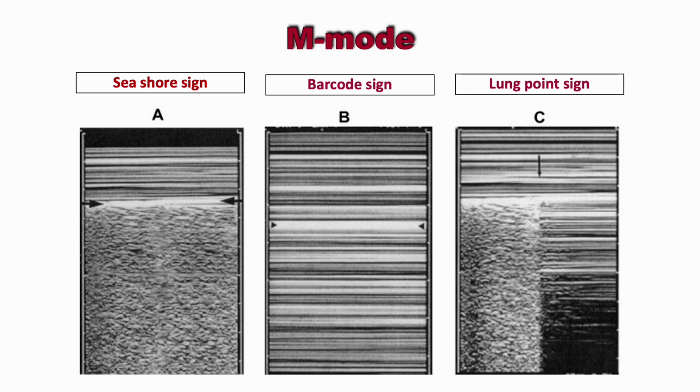If lung sliding is absent, as in image B, the M mode will reflect an image of uniform horizontal straight lines. They are known as the stratosphere sign or the barcode sign. This is because the immobile pleura looks similar to the chest wall. While in image C, you get lung points, where normal lung sliding is side by side to the absent lung sliding.